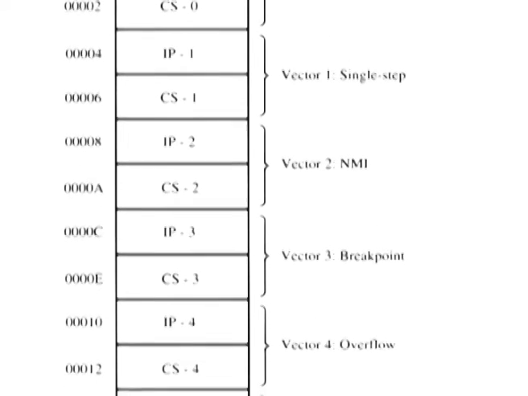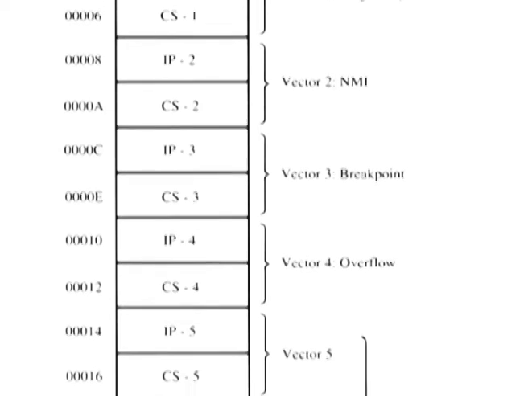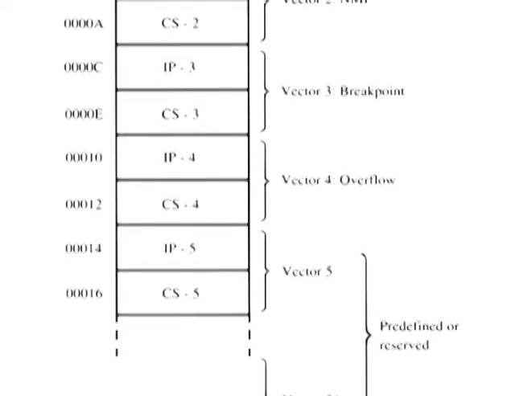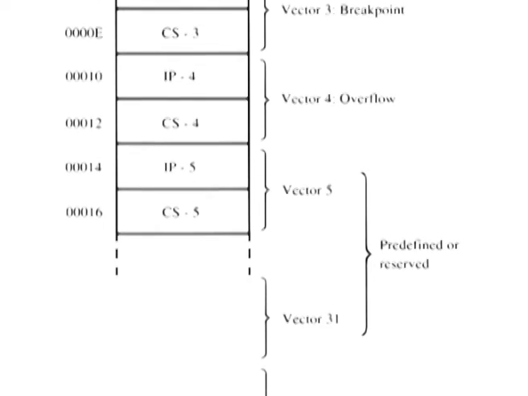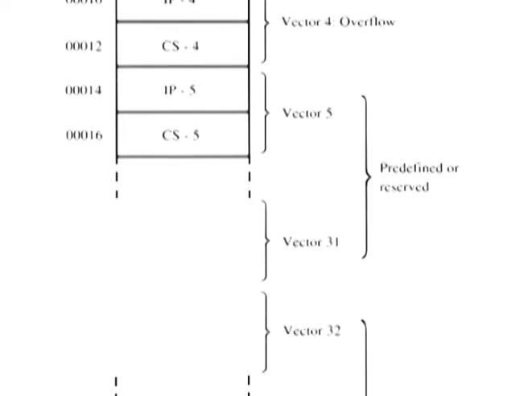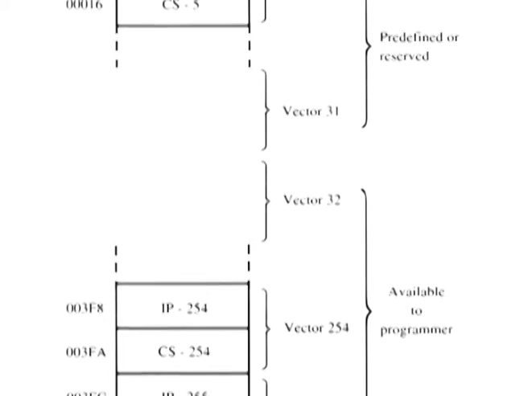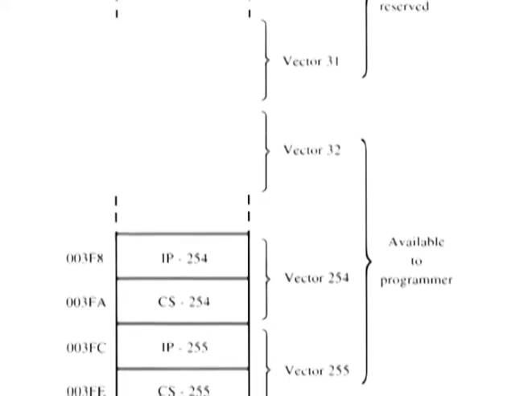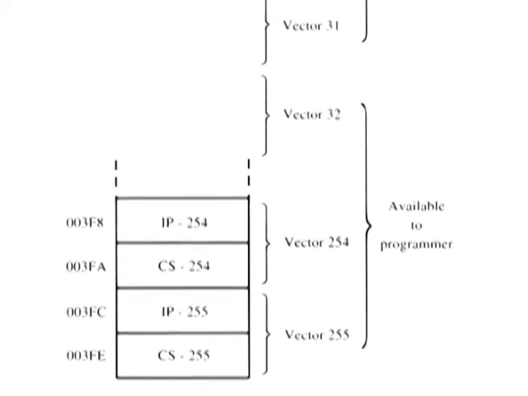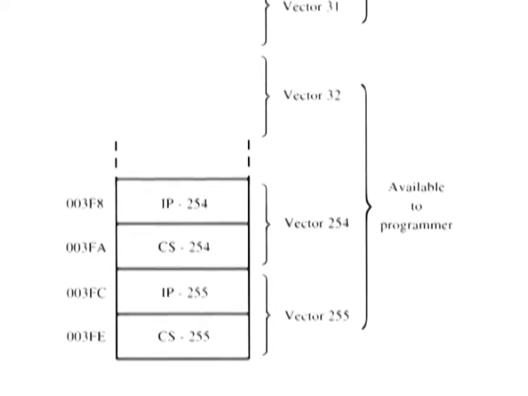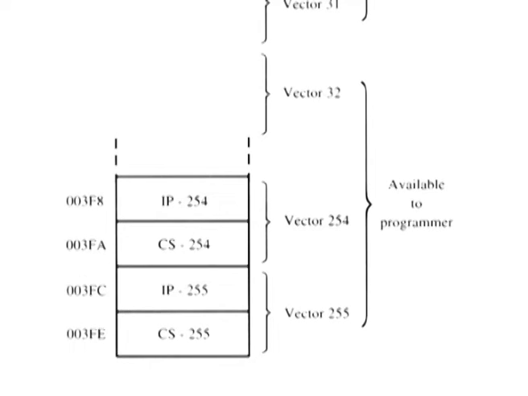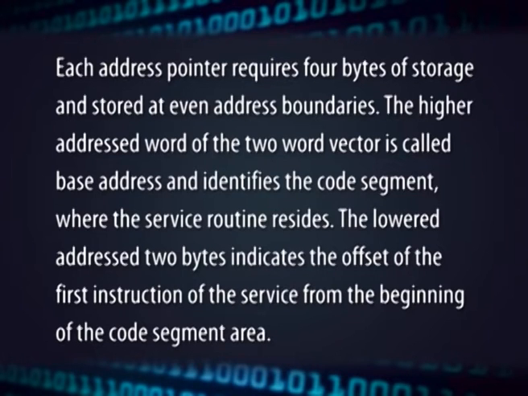One is instruction pointer, which is called IP in short. Another register is code segment register called CS in short. These two registers are used for transfer of control to the corresponding subroutine in the microprocessor 8088. Therefore, the first 1 kilobyte of memory is reserved for storing 256 address pointers corresponding to 256 interrupt types. Each address pointer requires 4 bytes of storage and stored at even address boundaries.